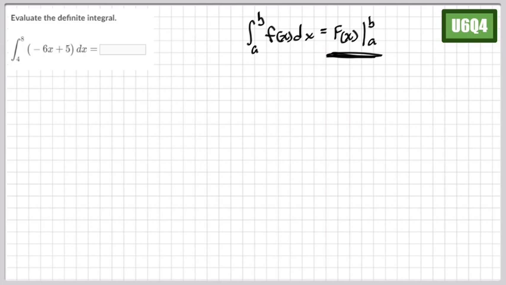I don't know about you. I like making more mistakes. You like making more mistakes? So you'll just go straight to this: capital F with b plugged in minus capital F with a plugged in.